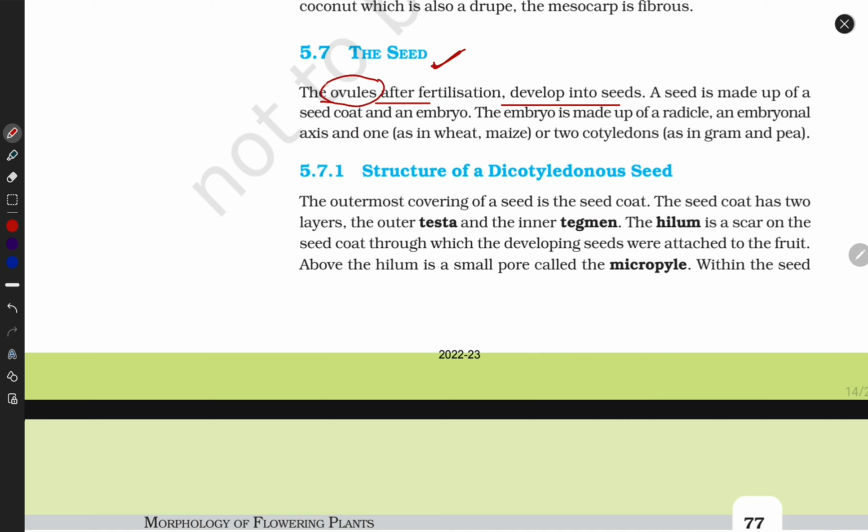What is an ovule, guys? I previously talked about it. This is the female reproductive organ's part. This is the stigma. What is this? This is the style. What is this? This is the ovary. And what do they form? They form ovules. Yes or not? Yes, guys, they form ovules.